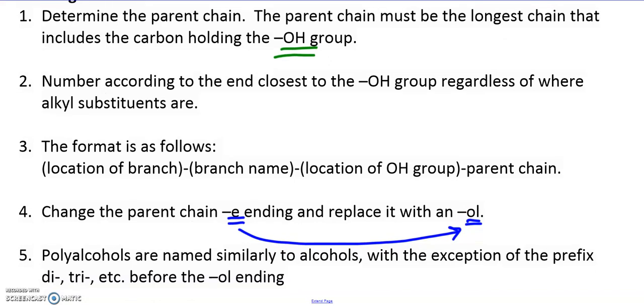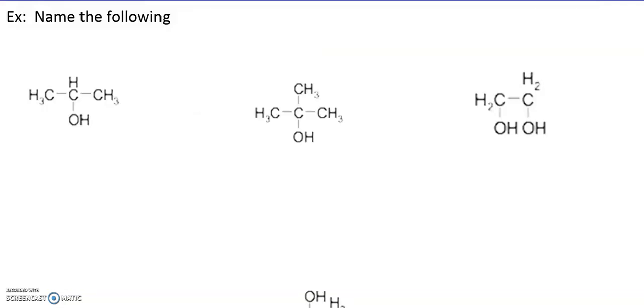Polyalcohols are similar to alcohols. What that means is that you have more than one hydroxyl group. Right before you put the OL at the very end, and it feels kind of weird because you're going to squish this in the middle, you would put a di- or tri- prefix. So if you had two of them, you would have something diol. You'll see that in some of our examples, so let's do a few.